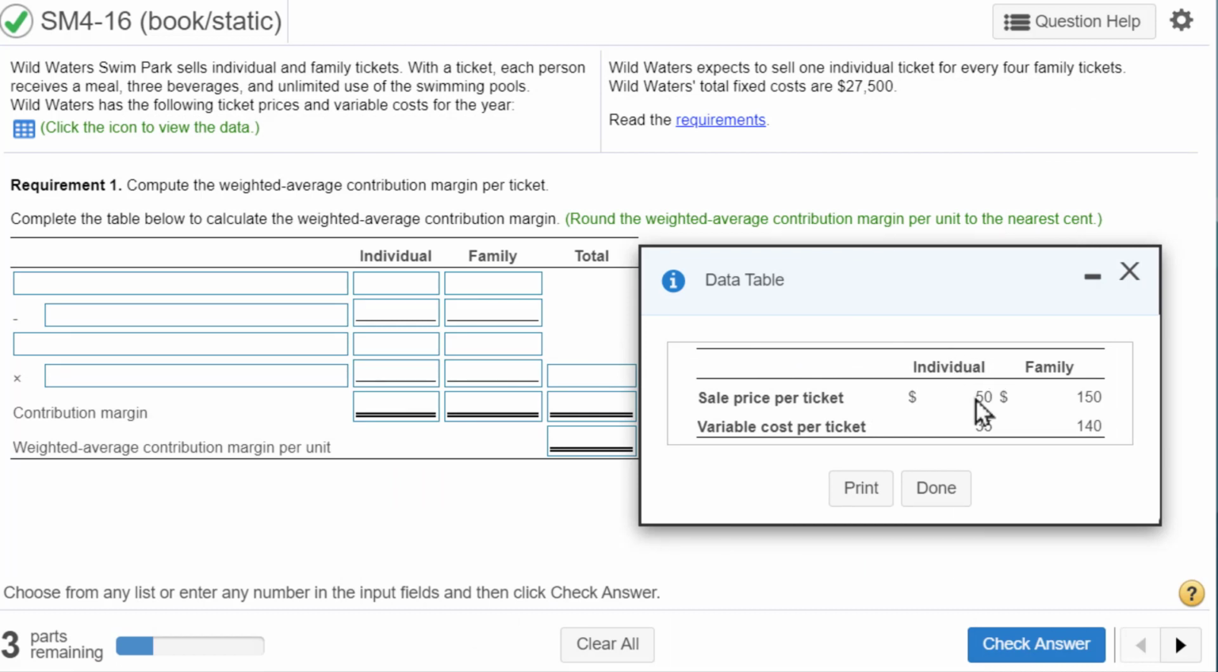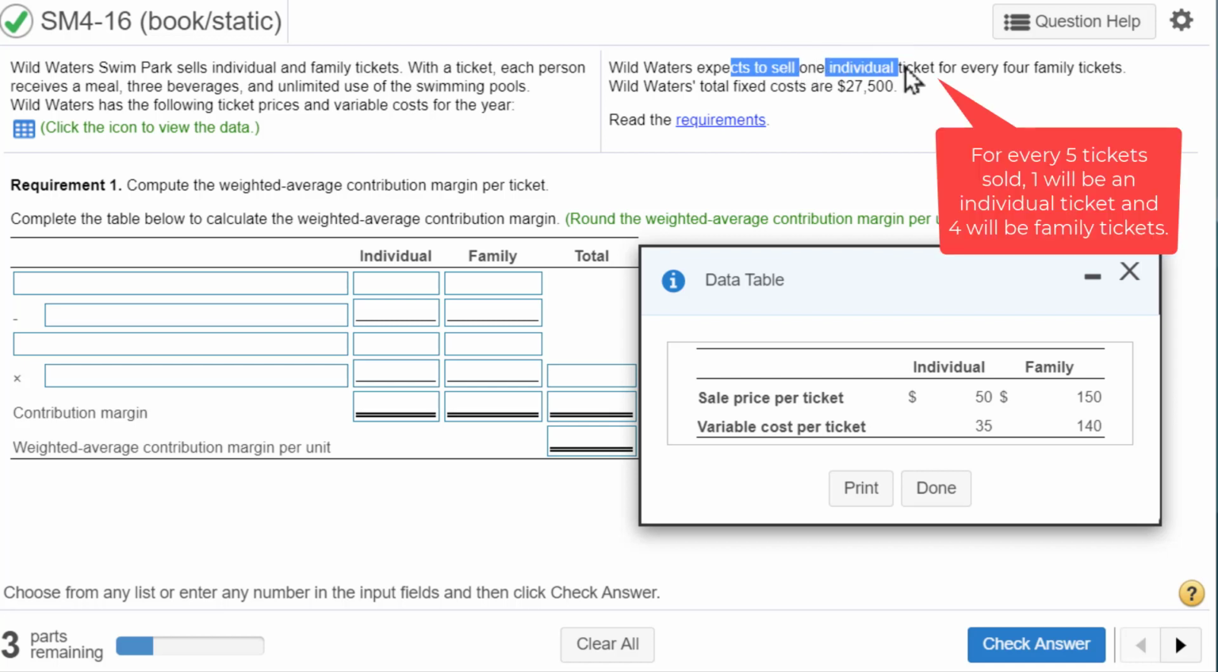We're going to have to calculate the contribution margin for the individual ticket, the contribution margin for the family ticket, and then multiply it by the ratio. And the ratio is right here. They expect to sell 1 individual ticket for every 4 family tickets. So what that means is that for every 5 tickets they sell, 1 will be an individual ticket and 4 will be family tickets. So this park is very popular with families.